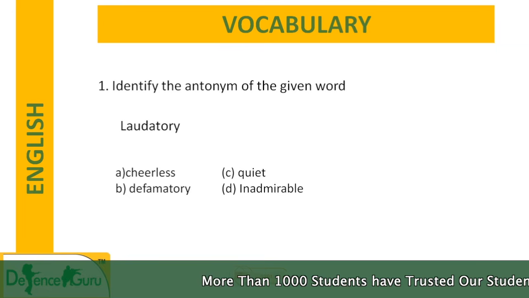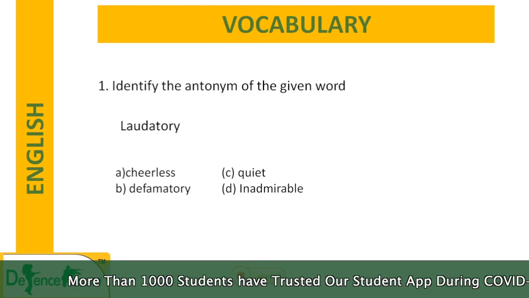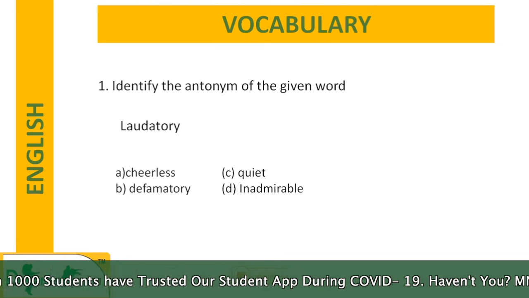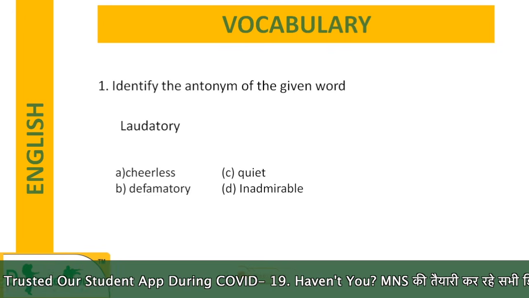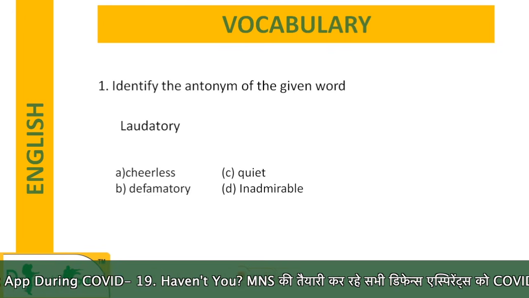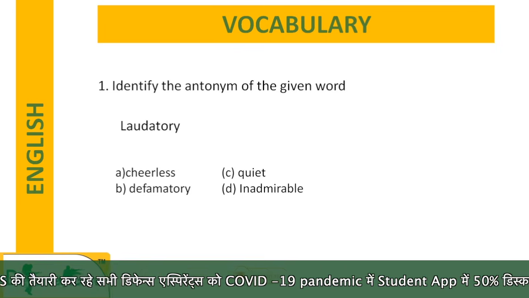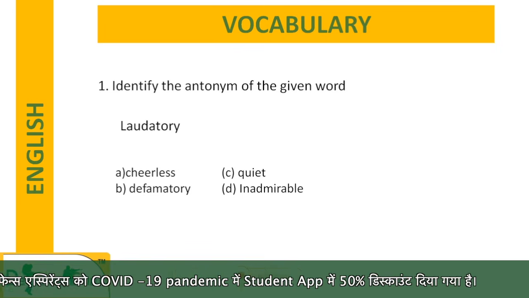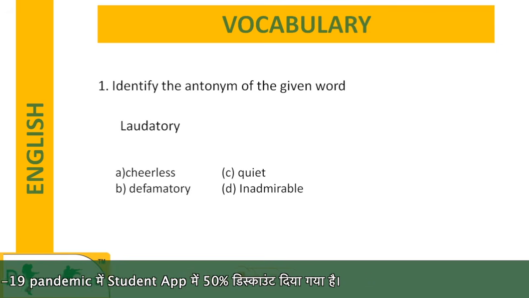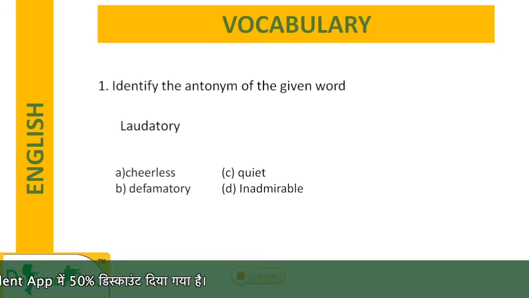So options are cheerless, quiet, defamatory, inadmirable. Cheerless is representing happiness. Quiet means shant. Defamatory is the right option, because defamatory means nindaa, speaking ill of someone. So the opposite of laudatory is defamatory. Option B is correct. This is option B, defamatory.